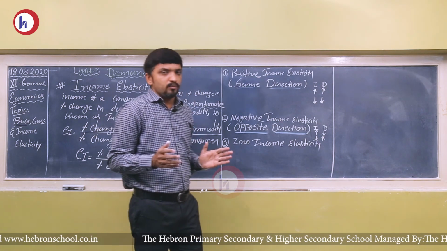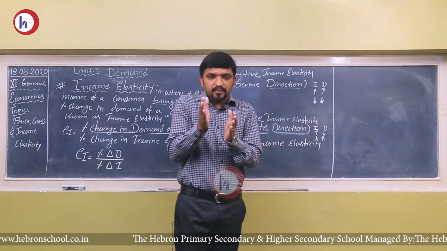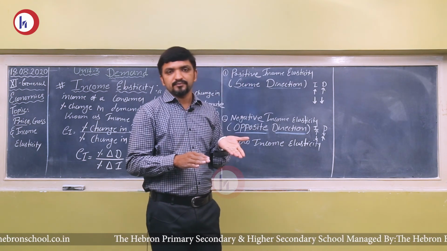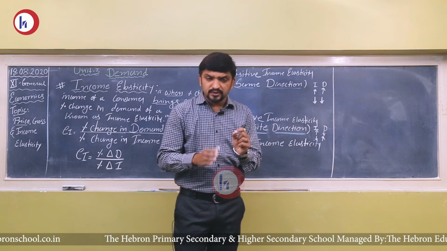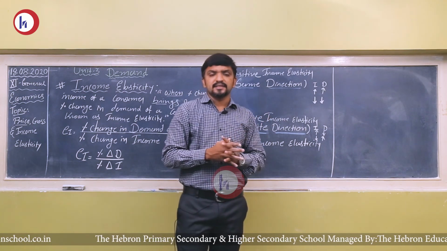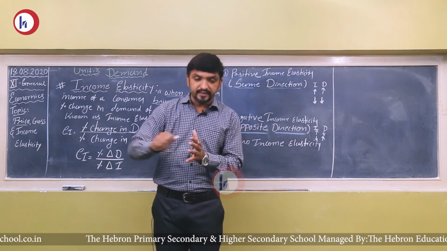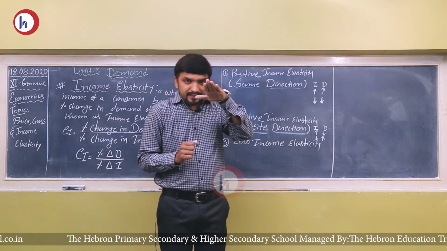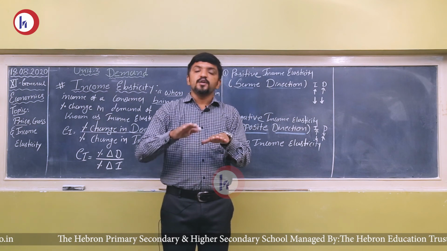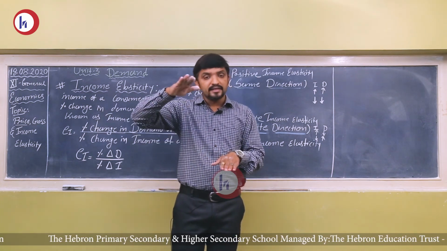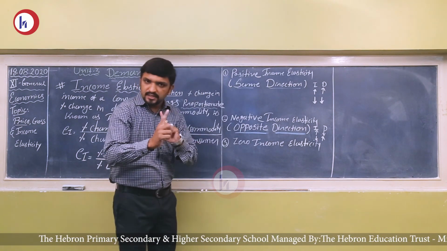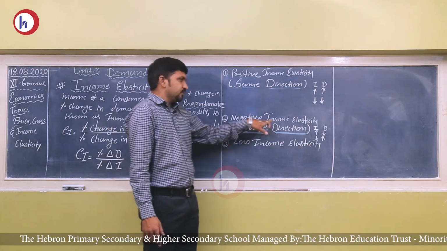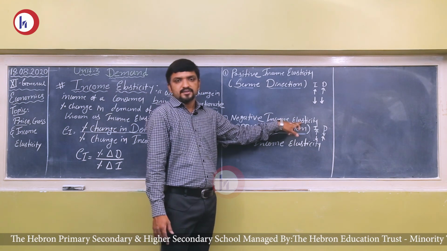And there are certain commodities whose demand decreases when the income of an individual increases. Suppose income increases, then the demand for inferior goods decreases. And if income decreases, demand of certain commodity increases. So, the changes are in the opposite direction, which is known as negative income elasticity.